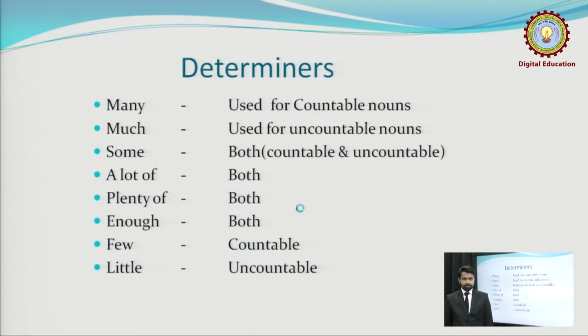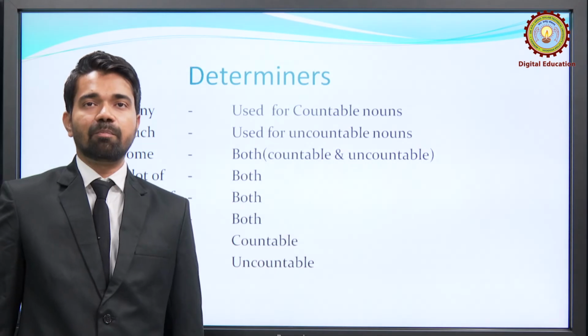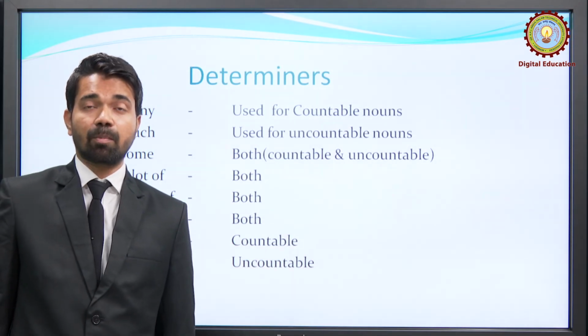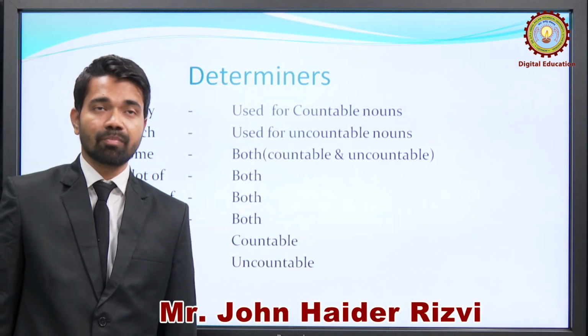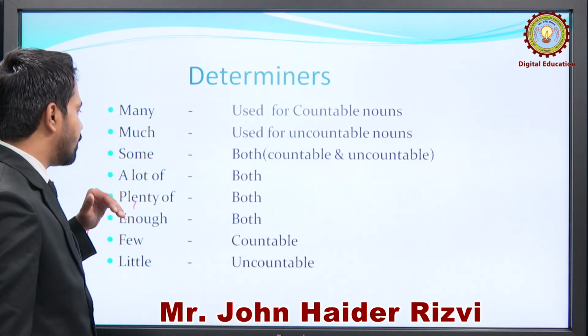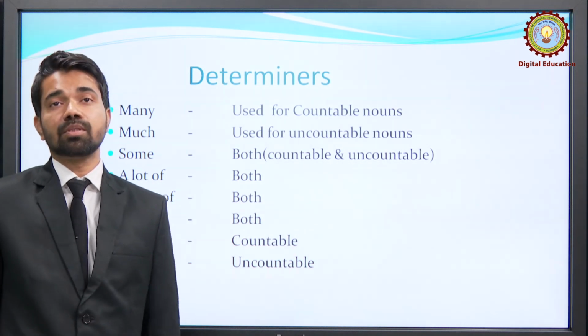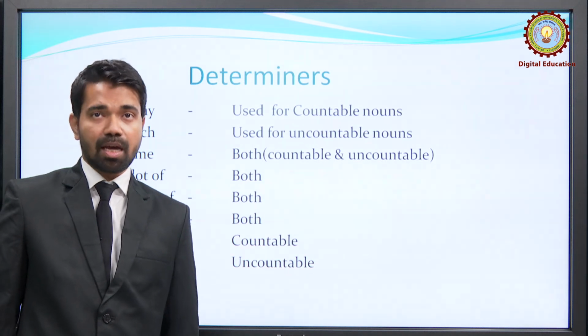Here are the determiners. You have learnt a lot of determiners in English. The first ones are many, much, some, a lot of, plenty of, enough, few and little. Let us see what the differences between these terms are. Many is used only for countable nouns. If I say I have much years to complete my work, this will be incorrect. Much years cannot be possible, many years, or you will have to say some, because some, a lot of, plenty of, enough, these are the determiners which can be used for both countable and uncountable. Many is used for countable, much is used for uncountable nouns.